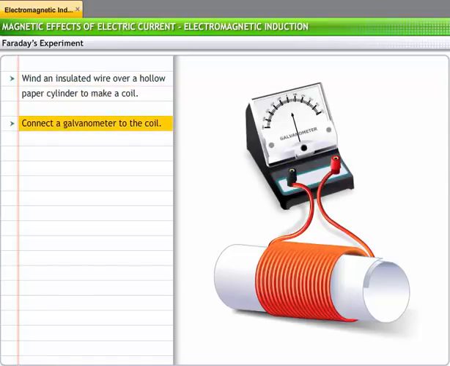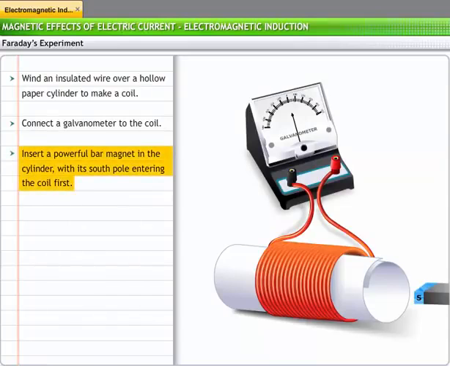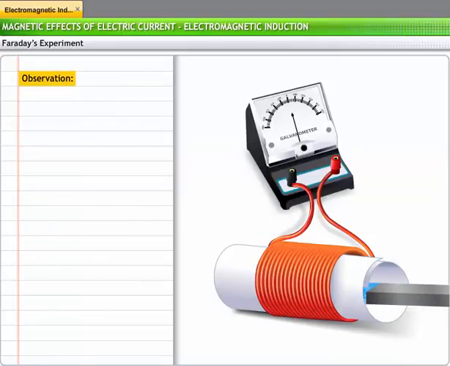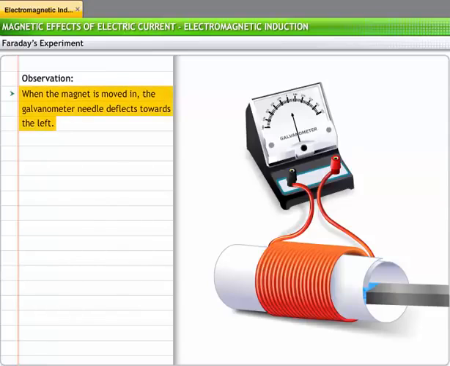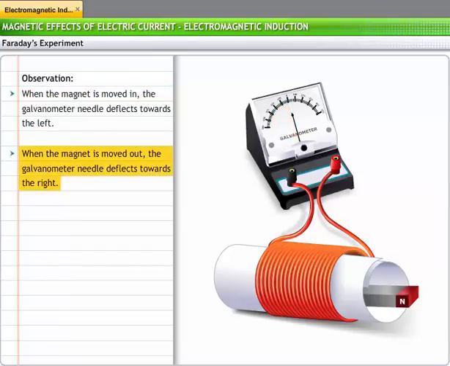Next, we connect a galvanometer to the coil. Finally, we insert a powerful bar magnet in the cylinder with the south pole entering the coil first. We observe that when the magnet is moved in, the galvanometer needle deflects towards the left. When the magnet is moved out of the coil, the galvanometer needle deflects towards the right.